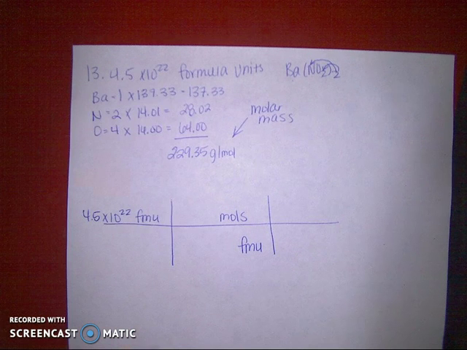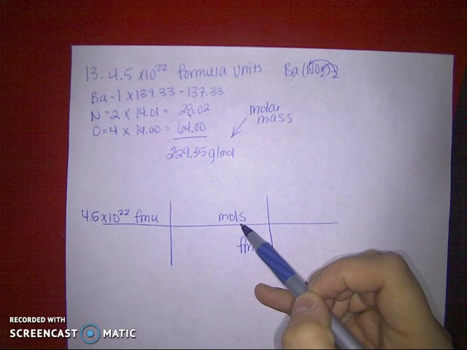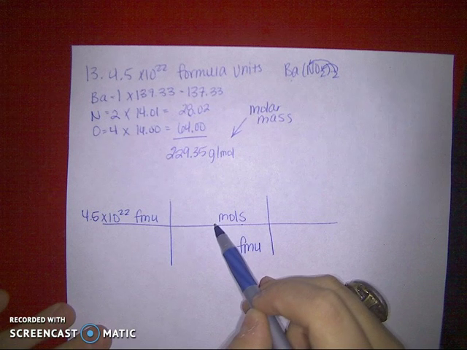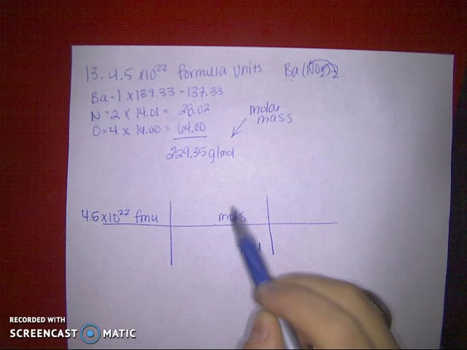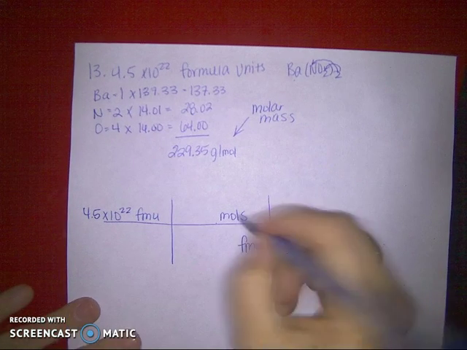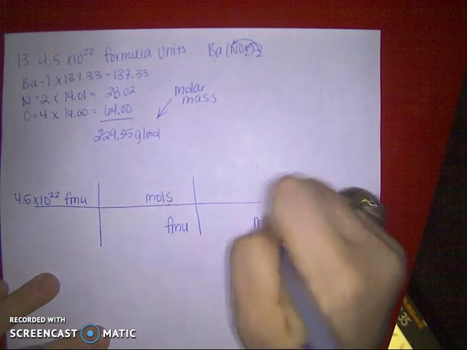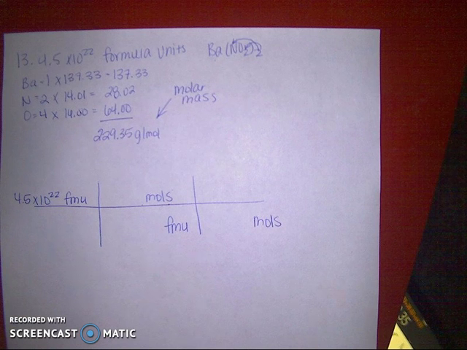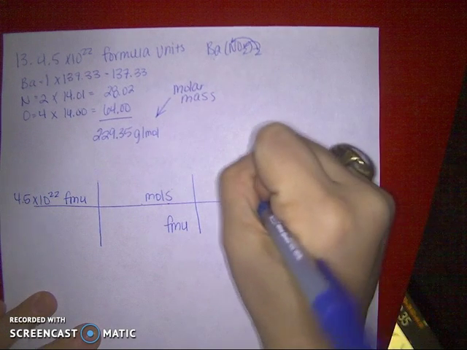Moles is not what I need though. In the problem it says how many grams. So I can't stop here. So I want moles to cancel out. So the only way to cancel something out is to have it the same on the top and the bottom. So I'm going to transfer that down to over here. But we do have a conversion that gets us from moles to grams. So I'm going to put grams on top.